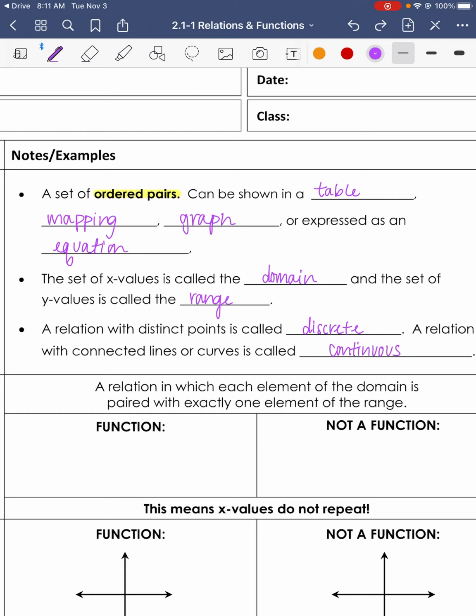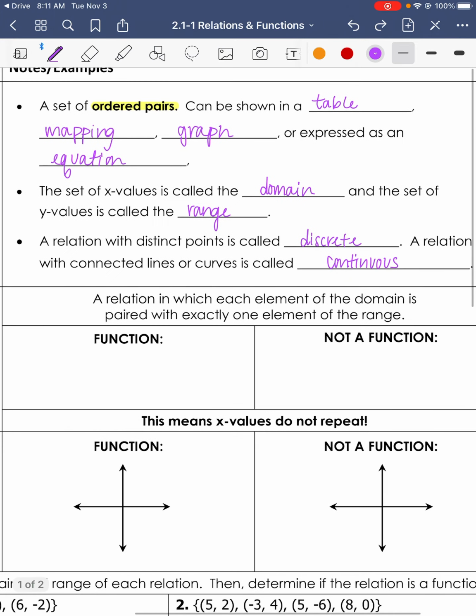The set of all x values is called the domain, and the set of all y values is called the range. So this should be a review for you. You should have heard these terms in Algebra 1.